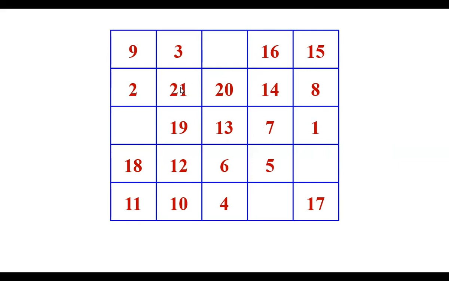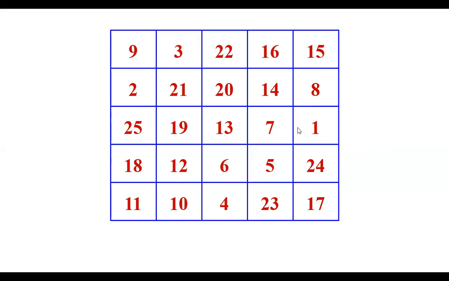21. From here, the diagonal 22. From here, the diagonal 23. But we don't have a cell. Come down. 23. For this, the diagonal 24. For this, the diagonal will be coming here. Because we don't have a cell, go to the leftmost cell, 25. Great. We have filled all the cells starting from 1 to 25, 5 by 5 matrix. So altogether we have 25 numbers. All the cells are filled with 1 to 25.